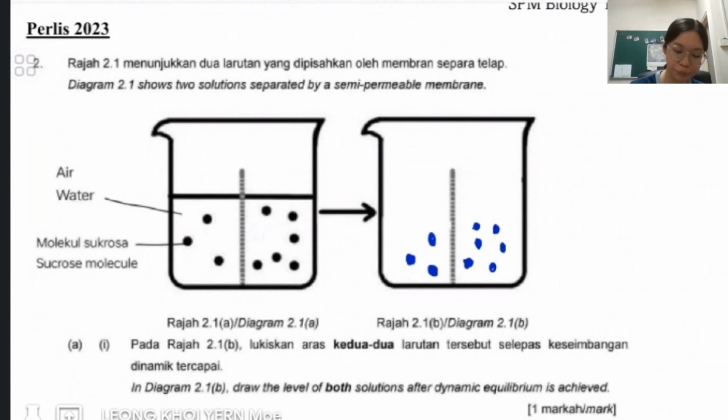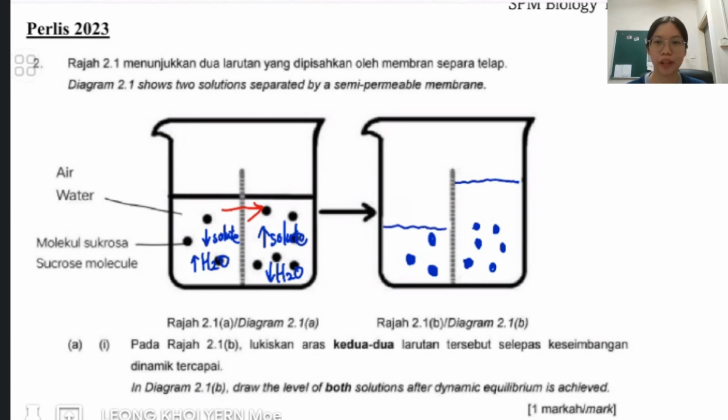For the water level, since here there is less solute, it means here has a higher water potential. Here has a lower water potential since it has a higher solute. So water moves from high water potential to low water potential via osmosis. So you know that the water level will increase on the right hand side, just like that.